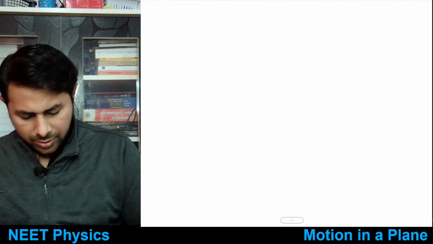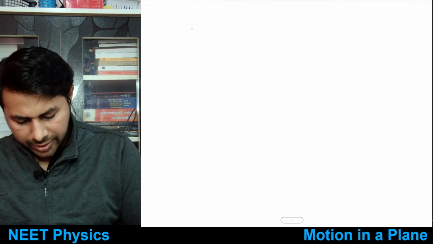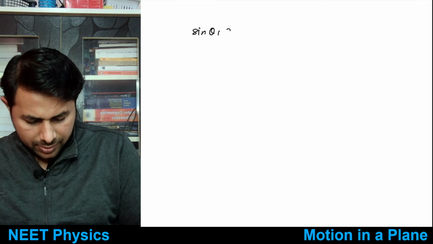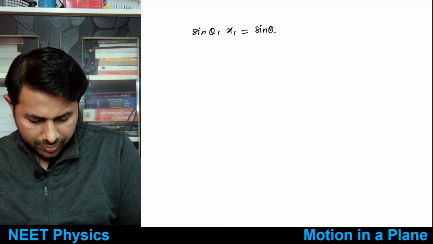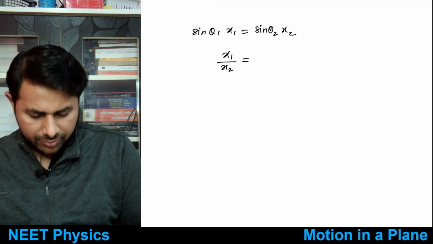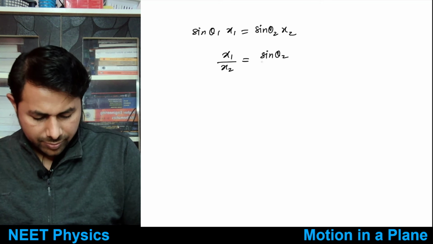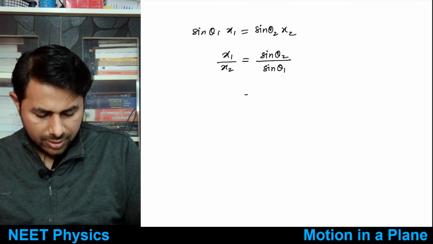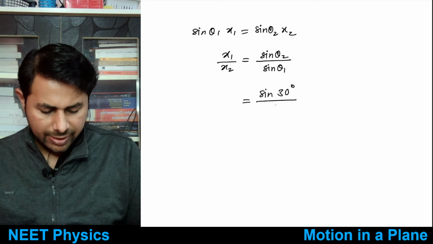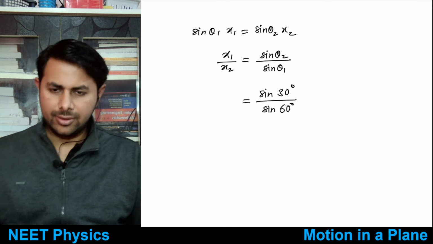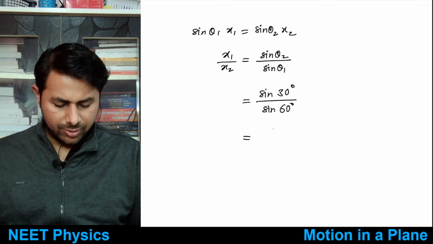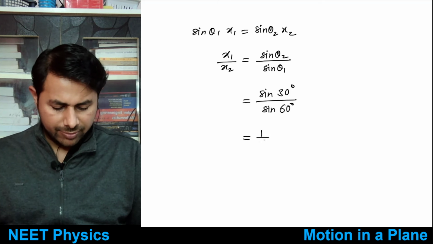So what is x1 is to x2? We want x1 is to x2. Sine theta 1 x1 is equal to sine theta 2 x2, and therefore x1 is to x2 is just equal to sine theta 2 by sine theta 1. And now you can put the values, that is sine of 30 degrees divided by sine of 60 degrees. So that is 1 by root 3, right? Because sine 30 is 1 by 2, sine 60 is root 3 by 2. So that's 1 by root 3.